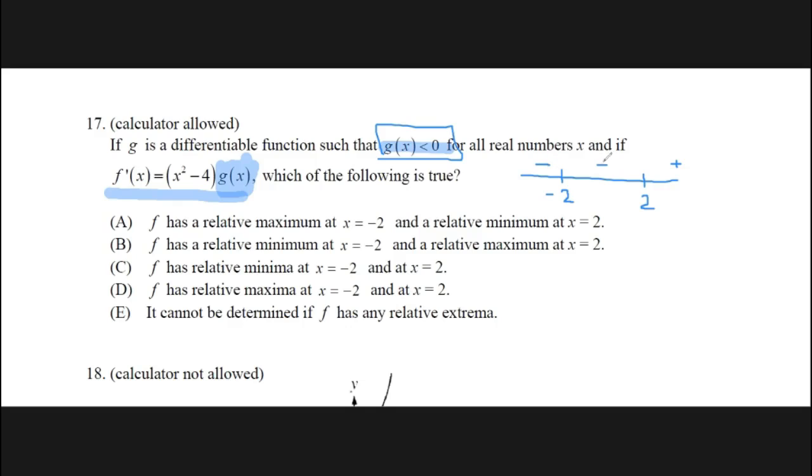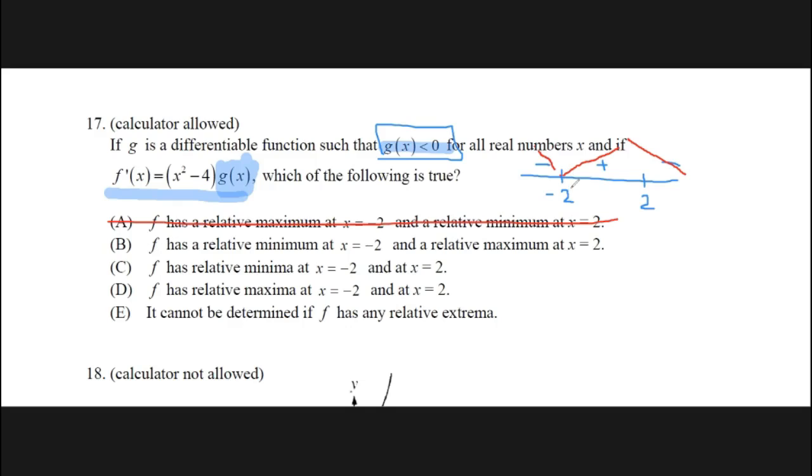A negative times a negative is a positive, and a negative times a positive goes back to giving you a negative. So that g of x always being negative basically flips my quadratic and all my signs. So now this graph goes decrease, increase, decrease. So it says f has a relative max. Well, this is not representative of a max. So goodbye A.